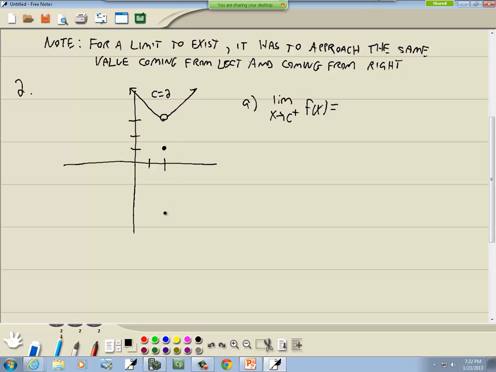Okay, so coming from the right-hand side, we're getting closer and closer to x equal to 2. Well, if I look over here, the y value is equal to 3. Now b, the limit as x approaches c from the left-hand side of f of x. Okay, so coming from the left-hand side, I'm getting closer and closer to x equals 2. The y value, if I come over to here, is equal to 3.